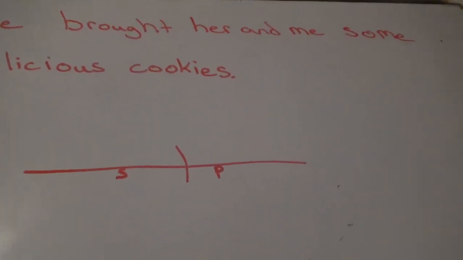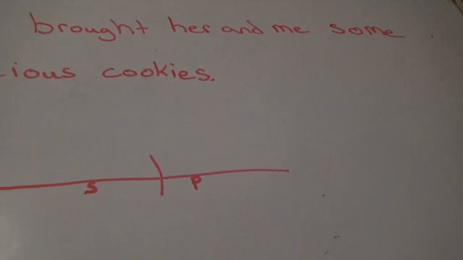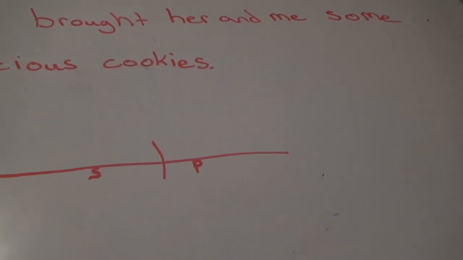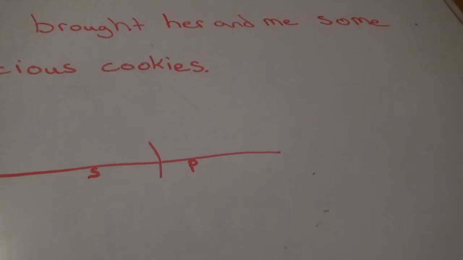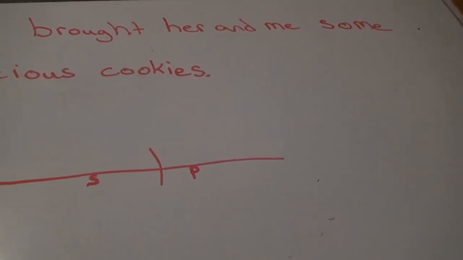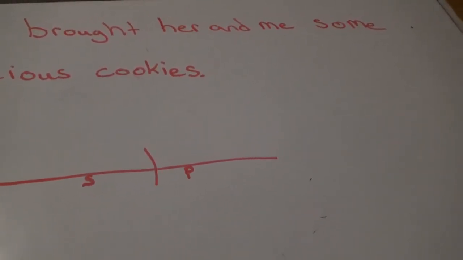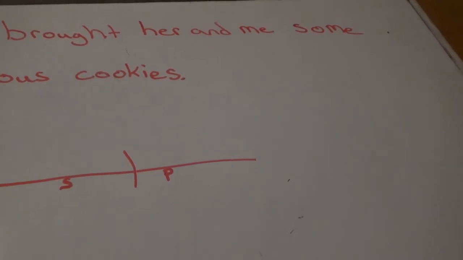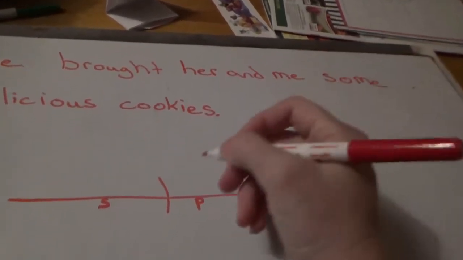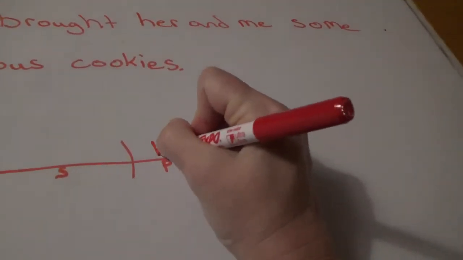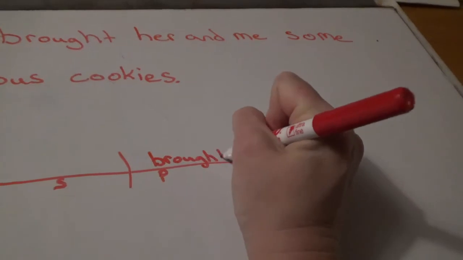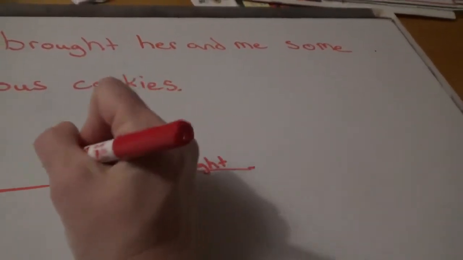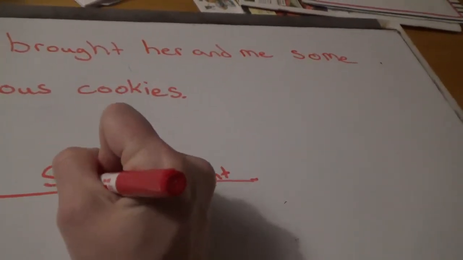So to find the predicate, look first for any action verbs, and any helping verbs that may go with that. And if there aren't any action verbs, look for any linking verbs, any forms of be: am, is, are, was, were, be, being, been. See if you see any of those in the sentence. I see an action, brought. Who brought? She brought. So she is the subject.